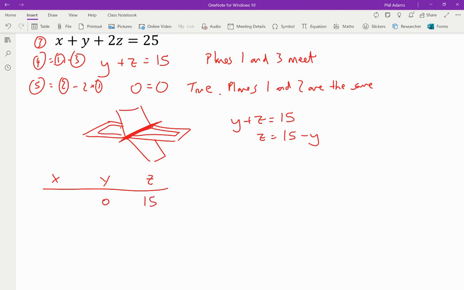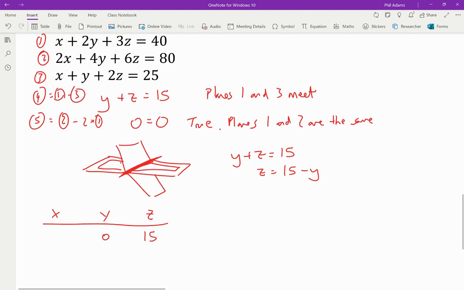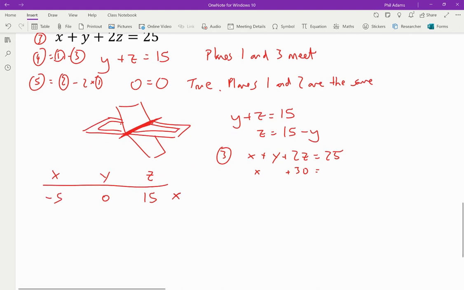So I just need to check, does that give me a valid value for x? So I'm just going to shoot up to one of my other equations, maybe equation 3, where we have x plus y plus 2z equals 25. And so I know now that that would be 0 plus 30, so x plus 30. So x would have to be negative 5, which is actually no good to us. So we just have to try a few more.